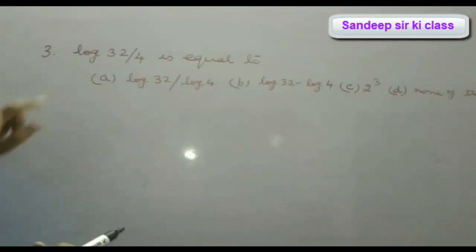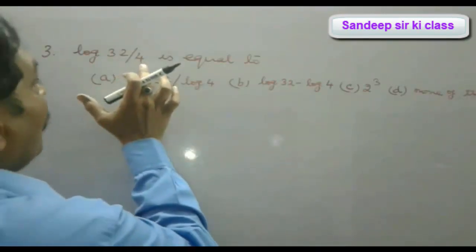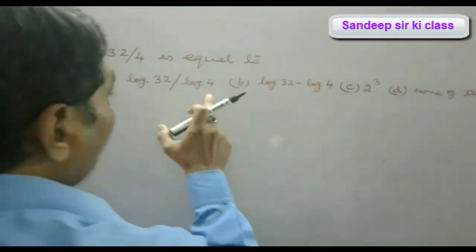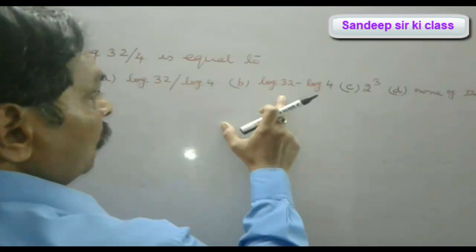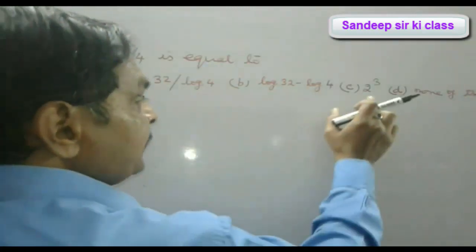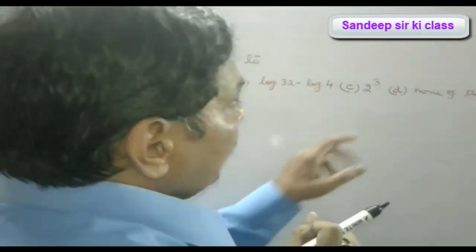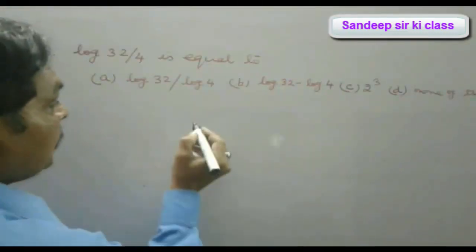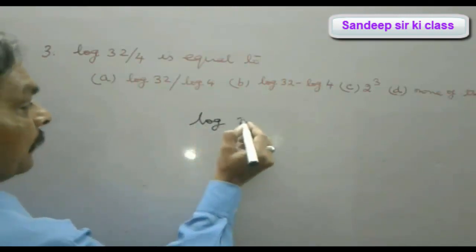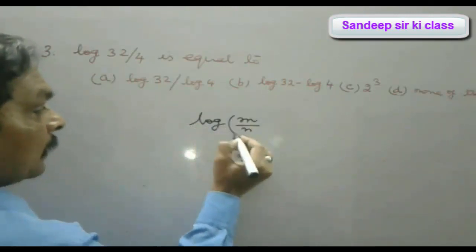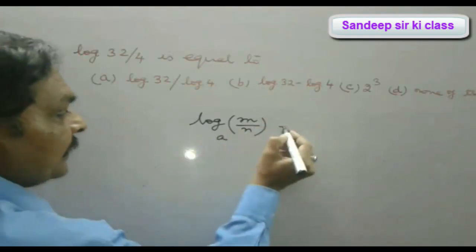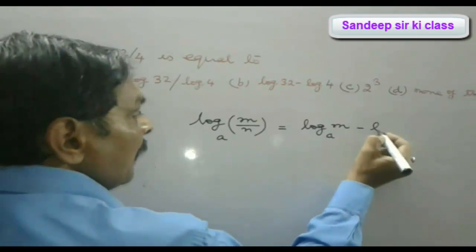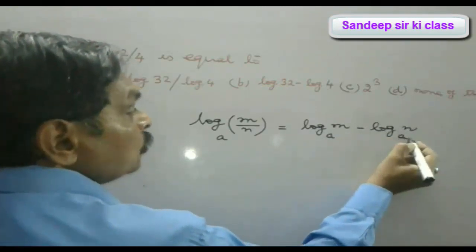Question number 3 is that log of 32 upon 4 is equal to. Option A is log 32 upon log 4, B is log 32 minus log 4, C is 2 raised to the power 3, and D option is none of these. Now we know that log of m upon n to the base a is equal to log of m to the base a minus log of n to the base a.